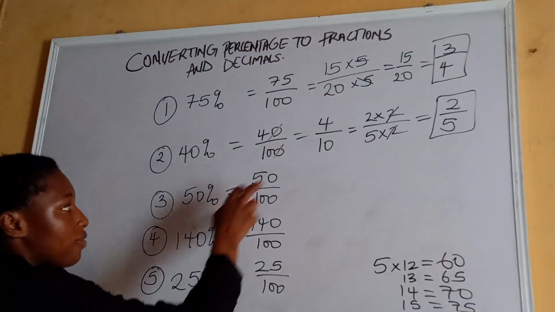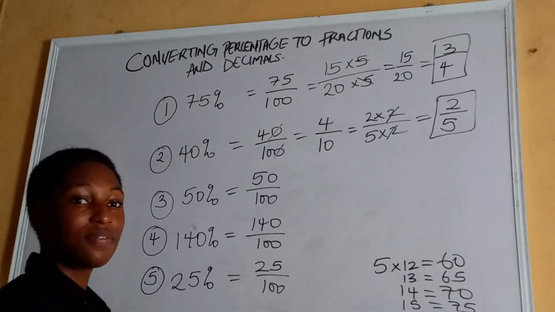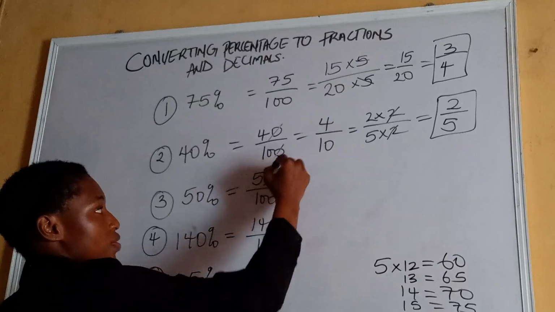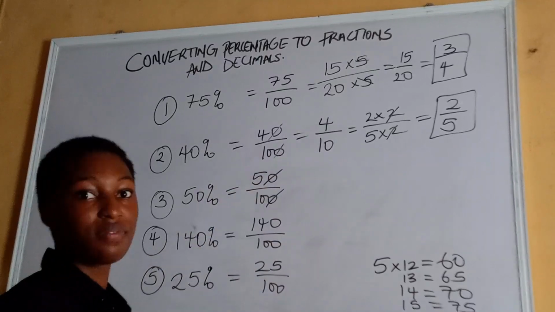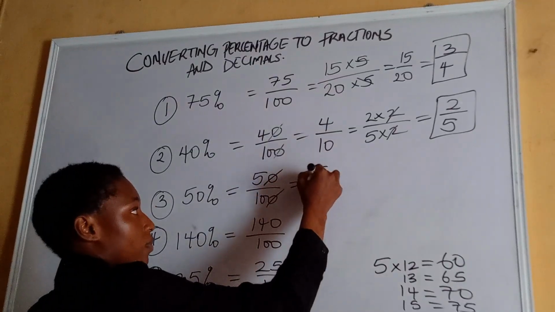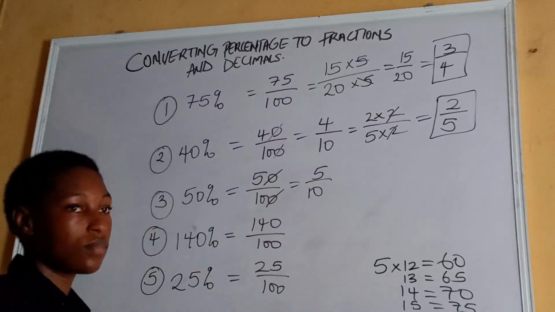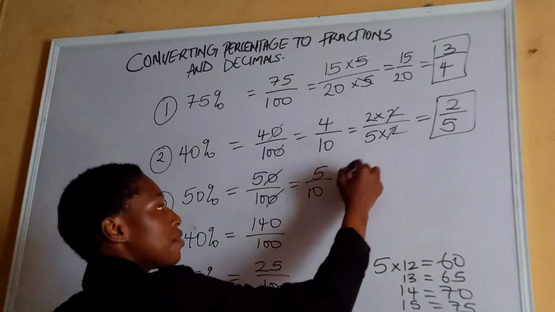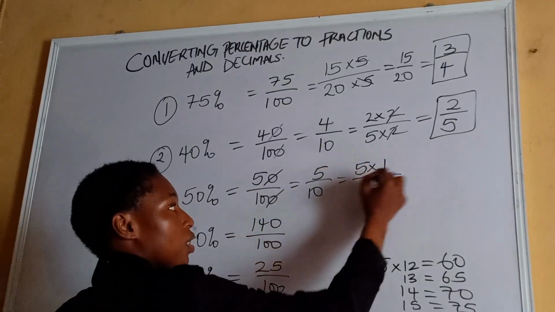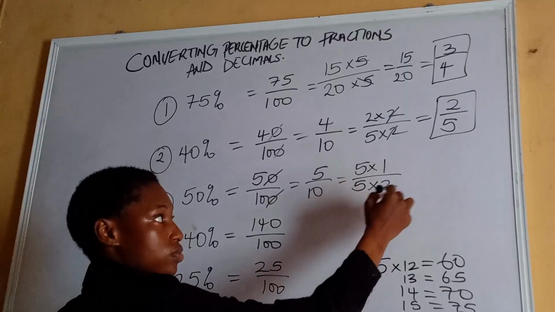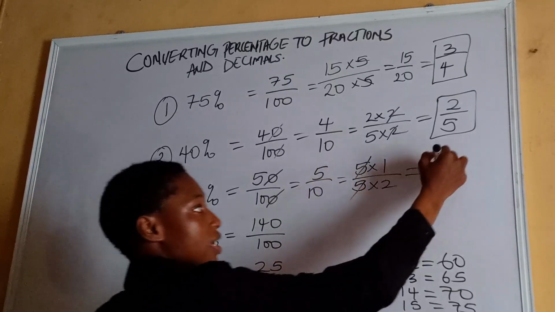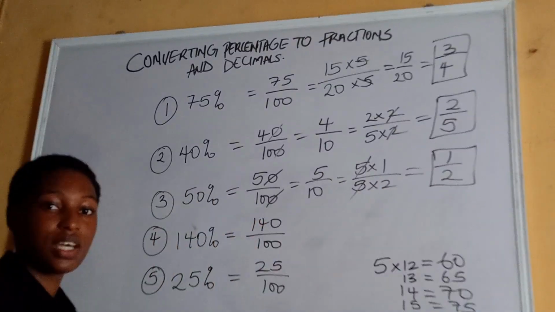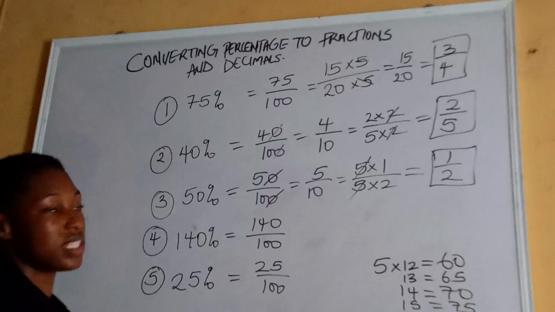For this one now, you have 50 over 100. Now I know it's 5 times 10 that brought 50 and 10 times 10 that brought 100. So this 0 here will just cancel this 0 out, and I'm left with 5 over 10. You can still simplify through by 5, right? It's still a multiple of 5. So 5 times 1, 5 times 2. 5 will cancel 5 and I'm left with 1 all over 2. That's my answer. This is how it works.